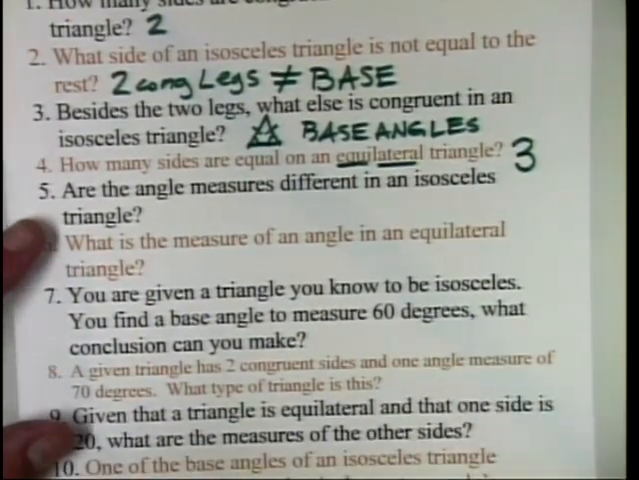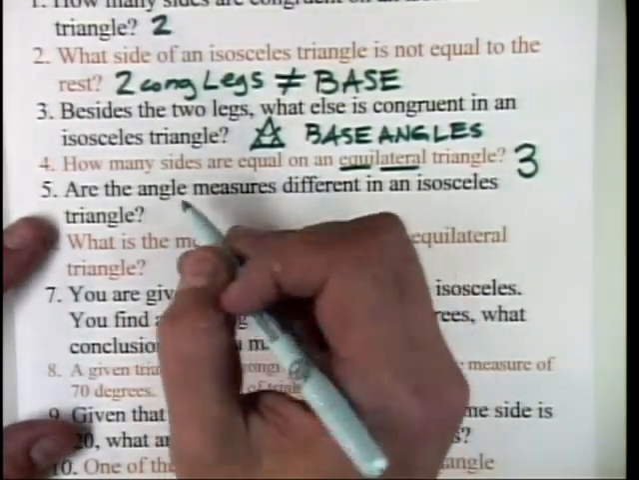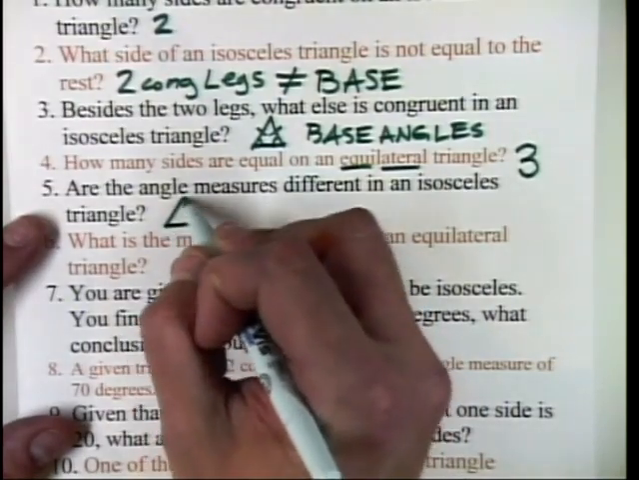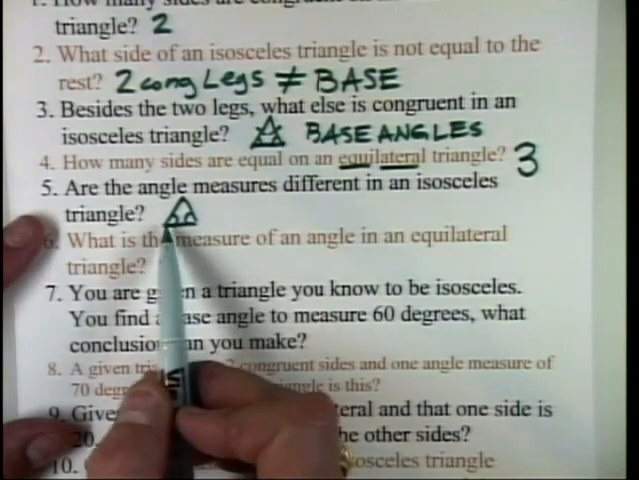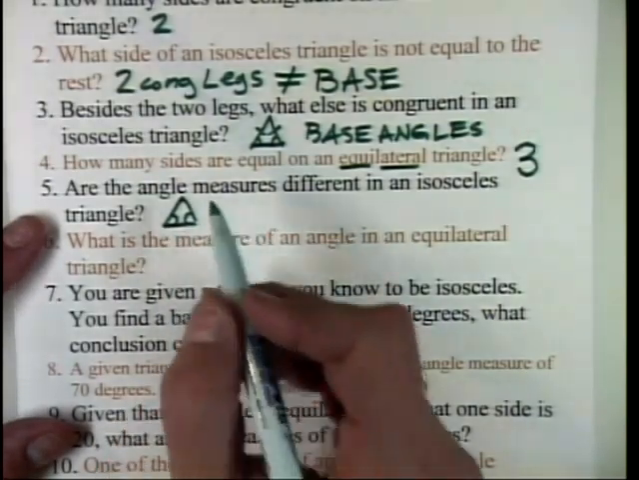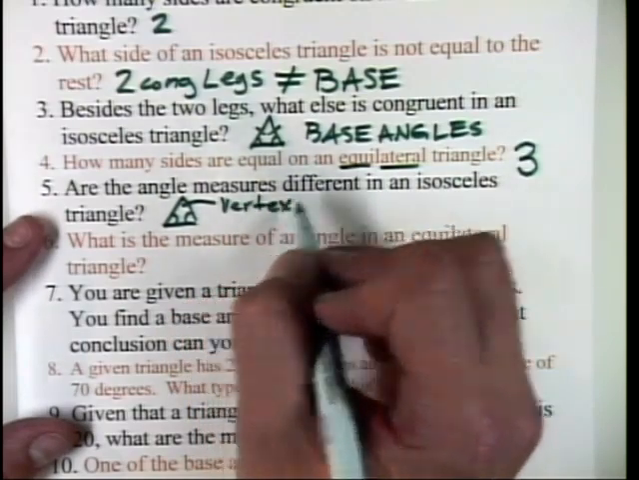Number 5. Are the angle measures different in an isosceles triangle? Are they different? Well, the answer is yes and no. Remember, in an isosceles triangle, we have at least 2 angles that are equal. So these 2 base angles have the same measure, but they may be different from the vertex angle. They may be.